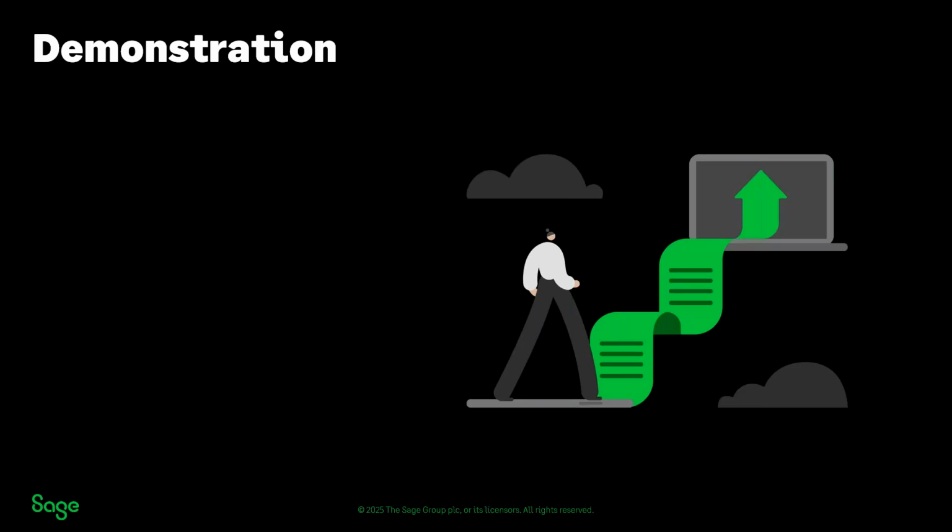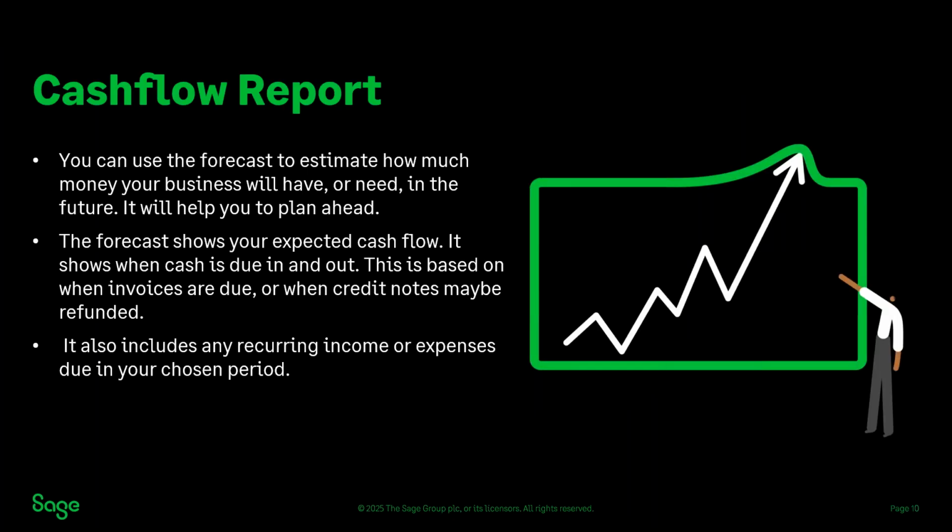So lastly today, we're going to look at the cash flow report. You can use the forecast to estimate how much money your business will have or need in the future, and it'll help you plan ahead. Your cash flow forecast report shows you your expected cash flow, and it shows when the cash is due in and out. This is based on when the invoices are due or when the credit notes may be refunded. It also includes any recurring income or expenses due in your chosen period.